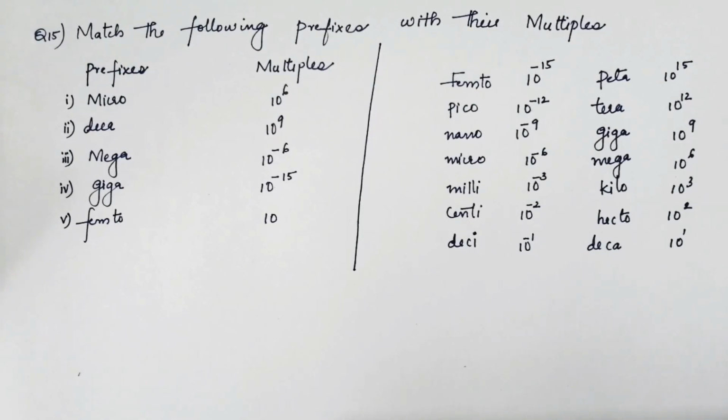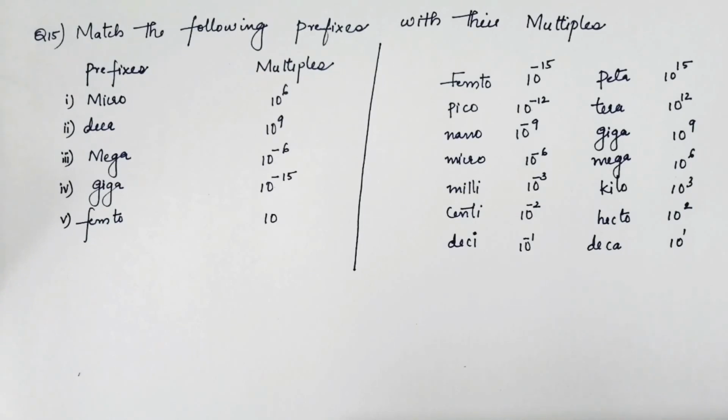So the first one is femto, which is 10 power minus 15. Next is pico, 10 power minus 12. Nano, 10 power minus 9. Micro, 10 power minus 6. Milli, 10 power minus 3. Centi, 10 power minus 2. Deci, 10 power minus 1. Peta, 10 power 15. Tera, 10 power 12. Giga, 10 power 9. Mega, 10 power 6. Kilo, 10 power 3. Hecto, 10 power 2. And deca, 10 power 1. So these are some of the important prefixes that we will be using.